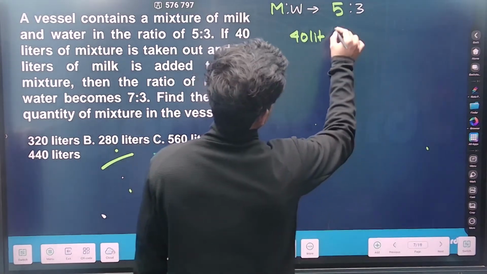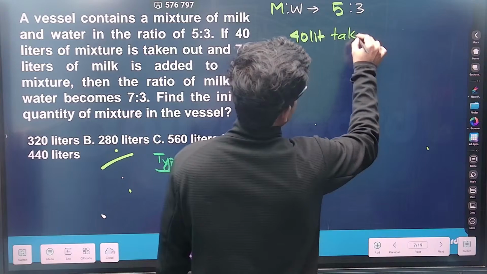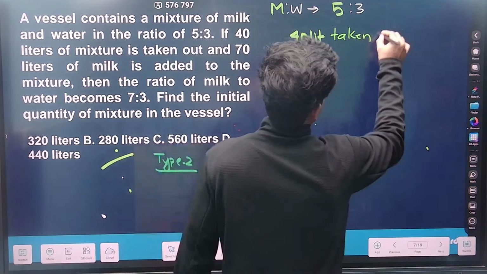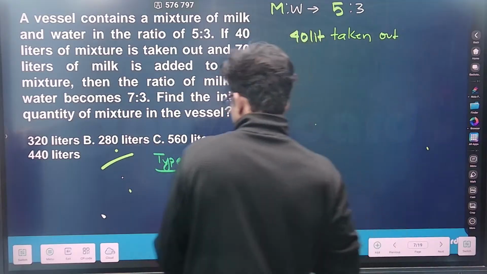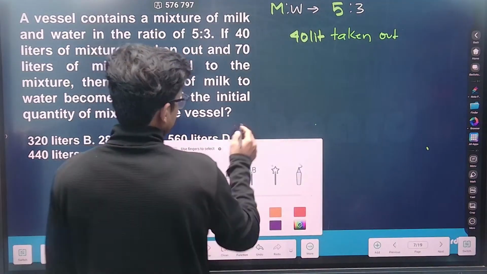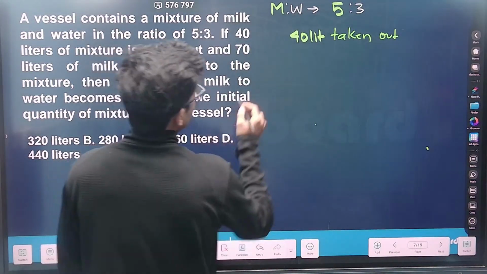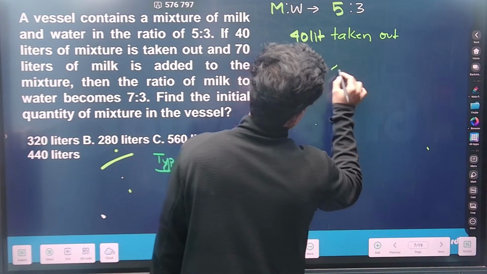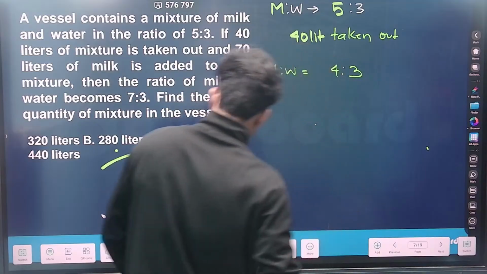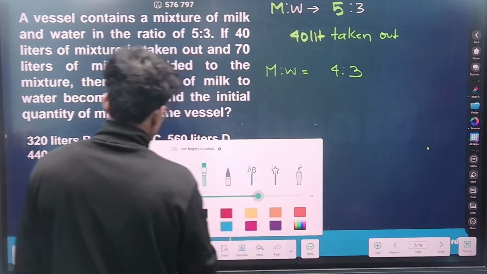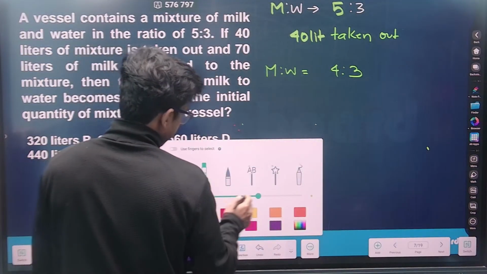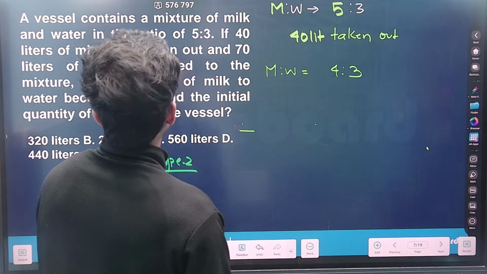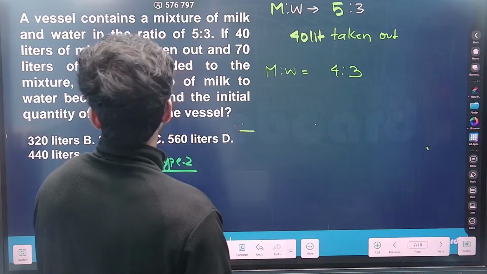You are saying 40 liters is taken out. Fine, I understood that. Now, if 40 liters is taken out, can I say that the ratio of milk and water will remain the same, that is 4:3 only? Yes or no? Come on, say. The ratio will remain the same only, na? Taken out and 70 liters of milk is added to the mixture.